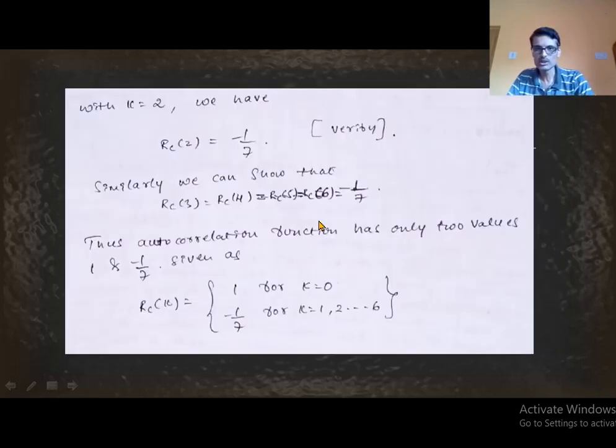For k equal to 2 also we can verify it is minus 1 by 7. So we can generalize it. Rc of k is equal to 1 for k equal to 0 and it is minus 1 by 7 for k not equal to 0. I can calculate this for k 1 to 6 depending on the length. Length is 7, so k from 0 to 6. If I plot this, for k equal to 0 it is 1 and for k not equal to 0 it is minus 1 by 7.